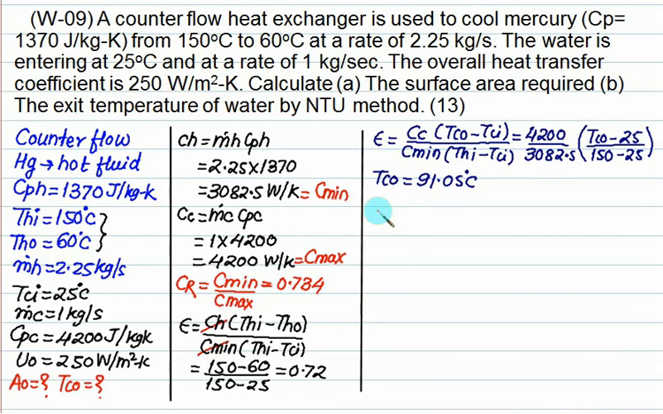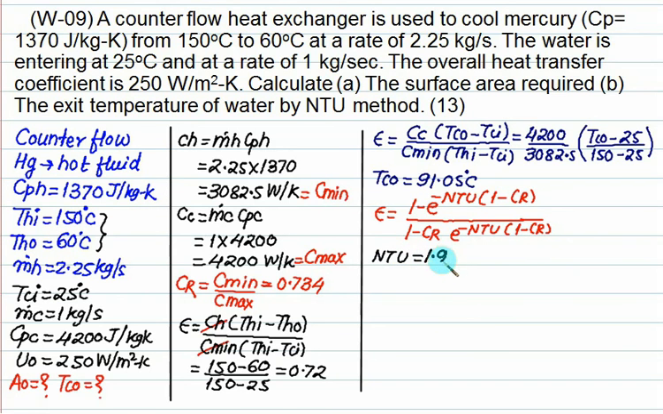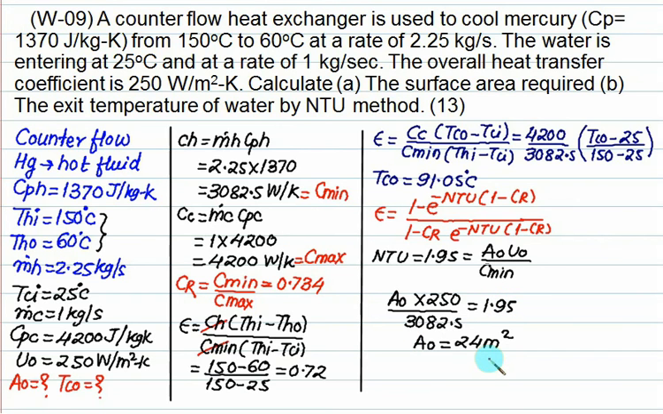To find out area, we'll use the NTU equation. Effectiveness for counter flow is equal to 0.72, CR equals 0.734, and let's solve for NTU. NTU is also given by A0 U0 by C minimum. A0 we want to find out. U0 he has provided, equal to 250. C minimum we have already got, 3082. So we obtained area A0 equals 24 square meters.